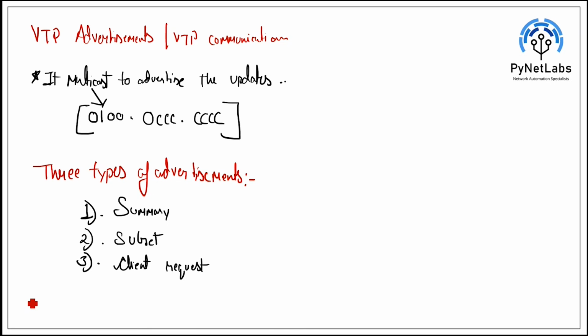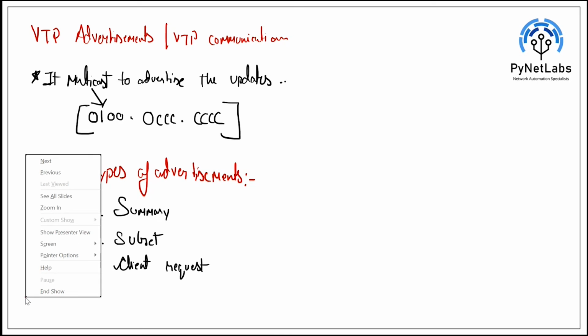VTP servers can change the VLAN database, while VTP clients are not able to advertise updates to other clients, or even to the server, if the database has been changed from the server. As long as the revision number is higher, the switch is going to accept the updates from that server only.